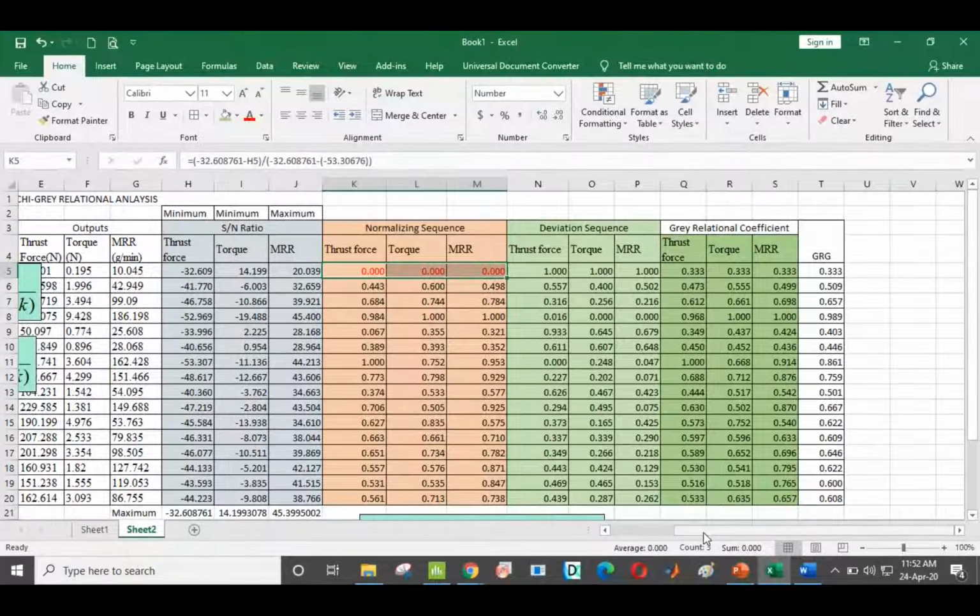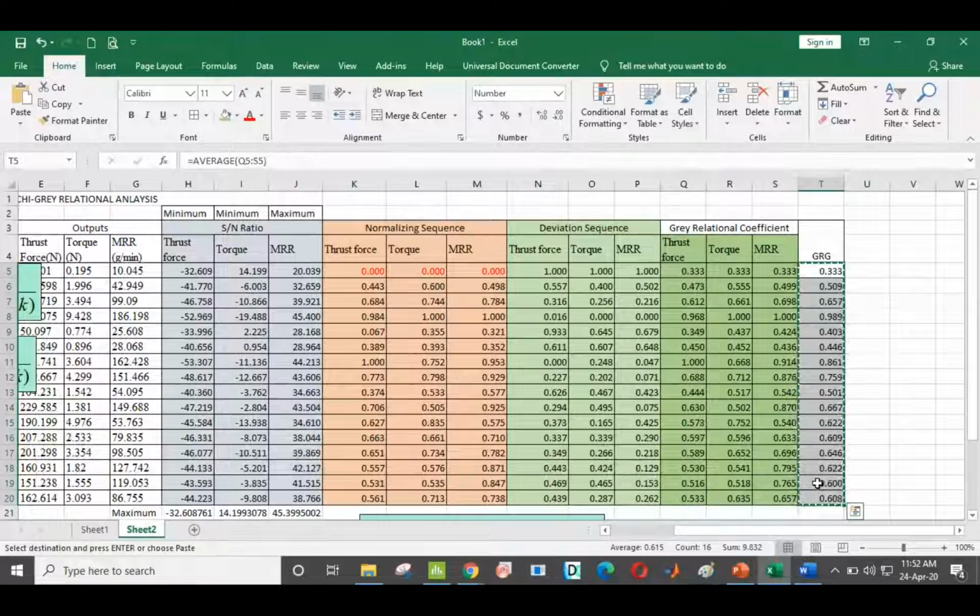Now what to do? Just copy these gray relational grade values, because we have to determine the optimum or the ideal conditions. For this we have to formulate the response table, and then we have to draw the main effects plot. Then to study the interaction effects we have to go with the interaction plot. Then to determine the percentage contribution, and whether the fitted model is perfect by using the R square value, we have to go with the ANOVA.